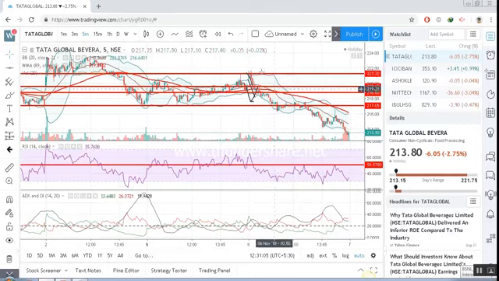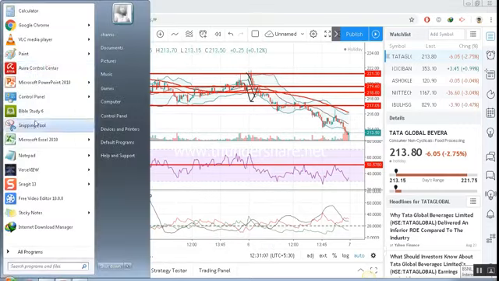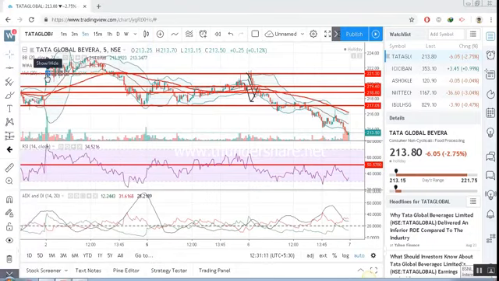So I hope this pattern is clear. This pattern is the bearish pullback pattern. So what is bearish pullback? One second, my paint is opening.